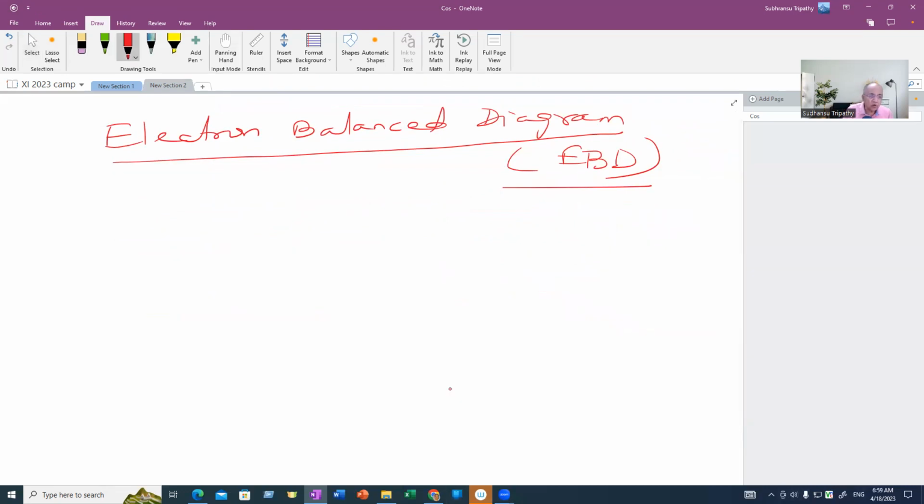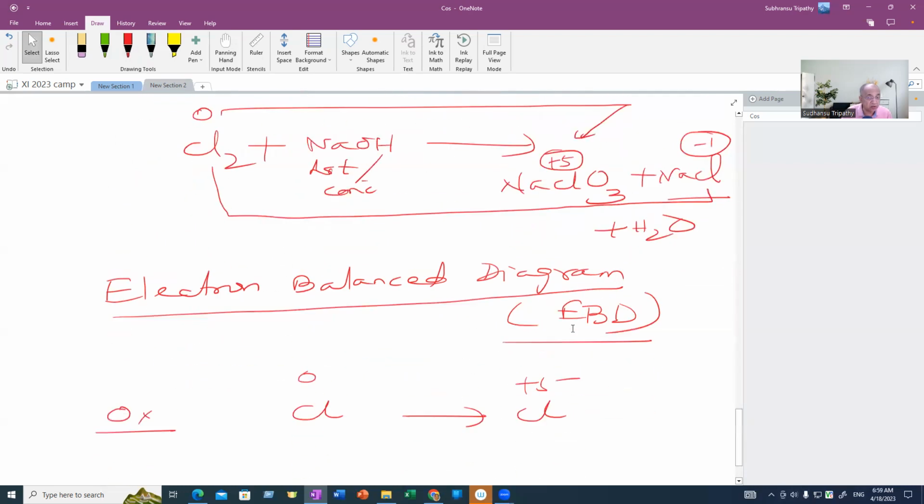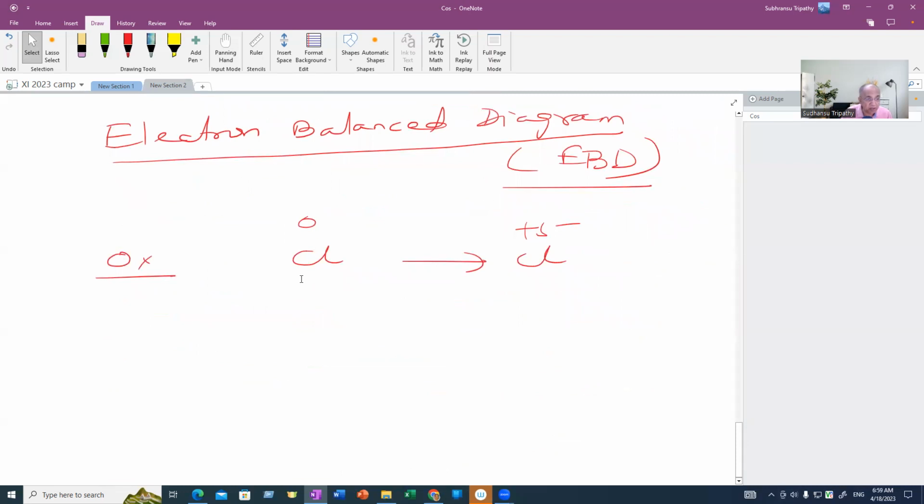Now, what we do, we simply write the two steps, the oxidation step. Chlorine 0 to chlorine +5. Simply the element, only extracting the element, not the molecule. Just write the symbol of the element, write its oxidation number on the left side, and write the oxidation number on the right side. So oxidation. Then reduction: same chlorine goes to -1.